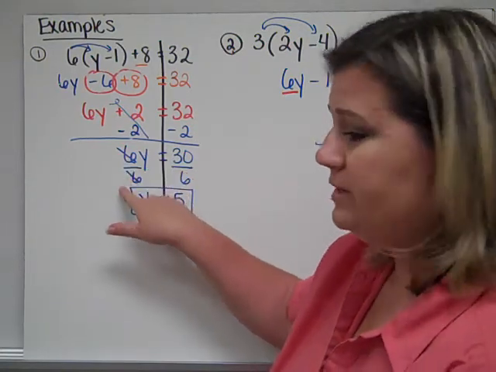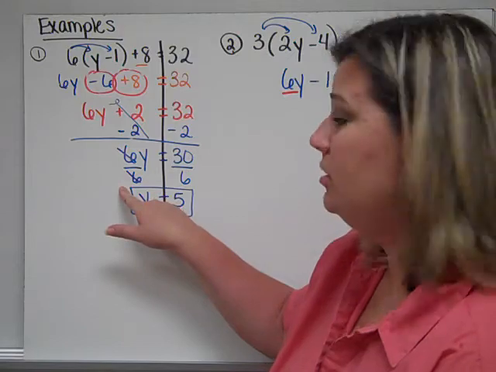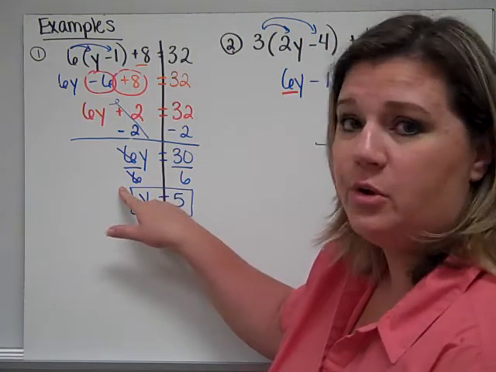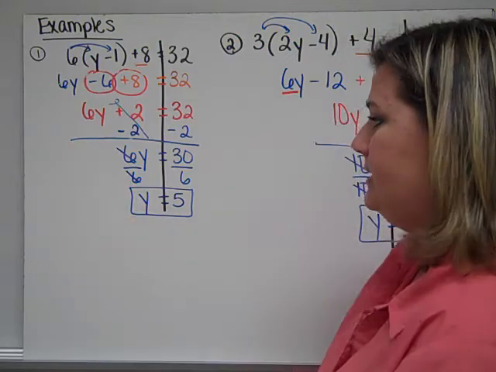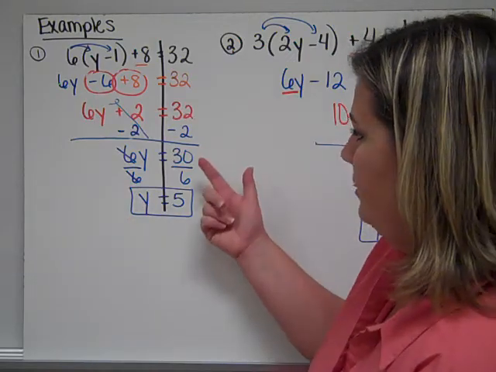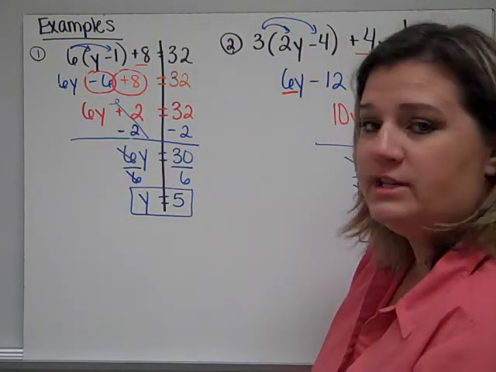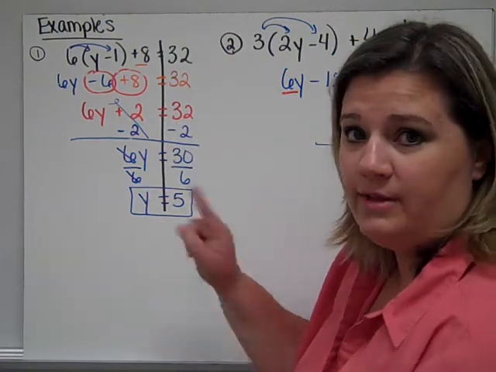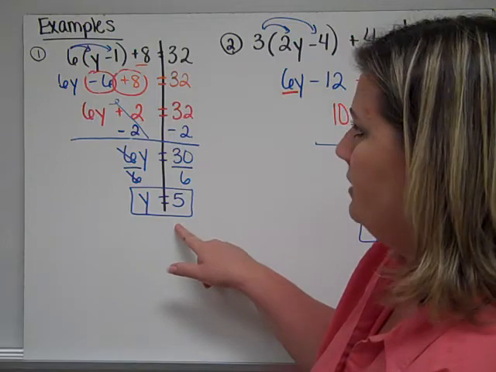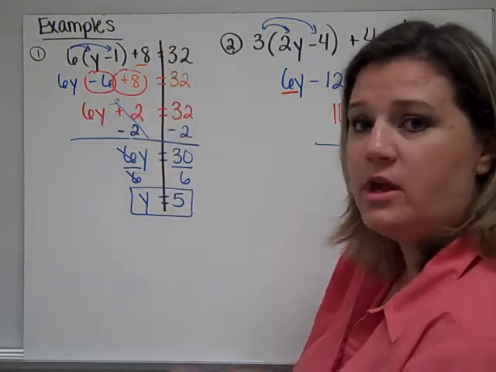And so we always divide when I have multiplication. To undo that, we always divide by the coefficient. So when I divide by 6, 6 divided by 6 is positive 1y. And then 30 divided by 6 is positive 5. So the solution to this equation is y equals 5. It has one solution. 5 is the only value that can be plugged into this equation to make it true.